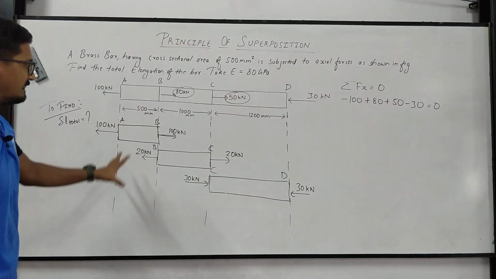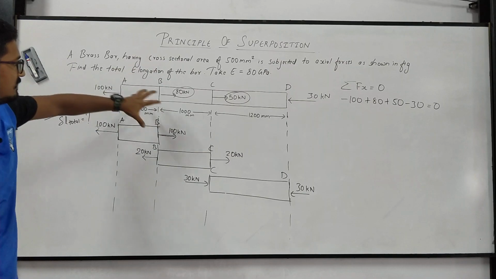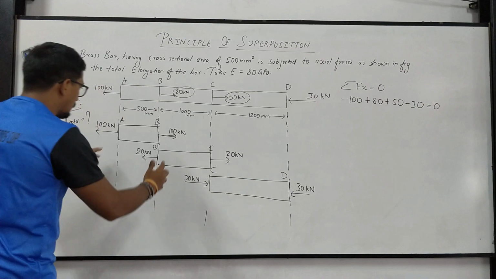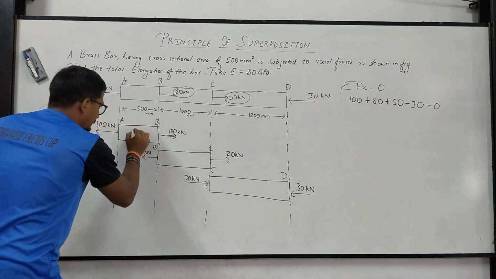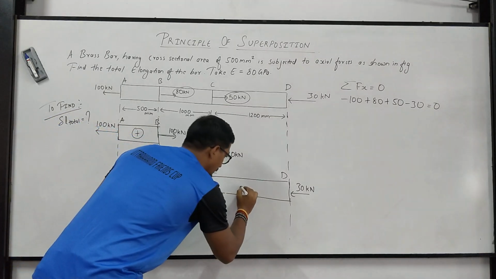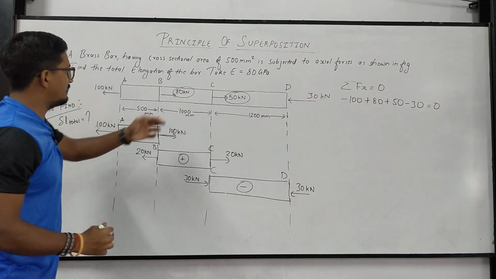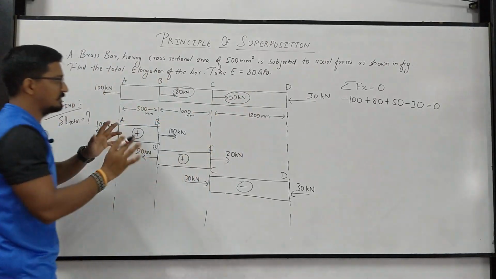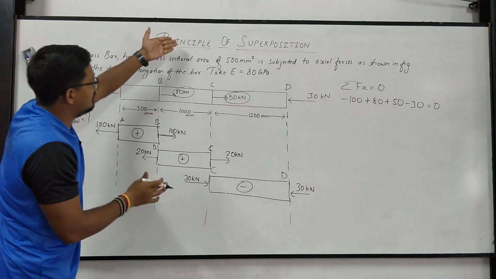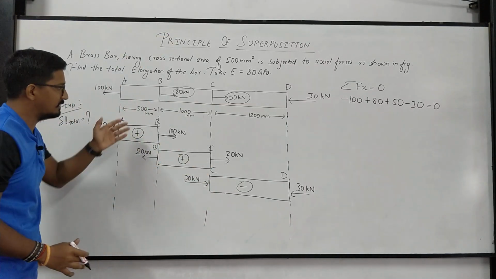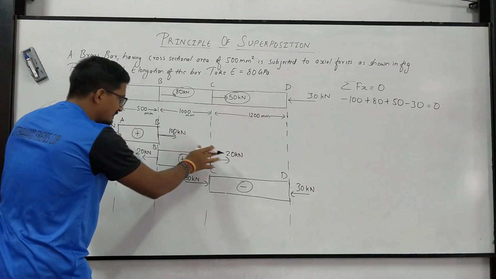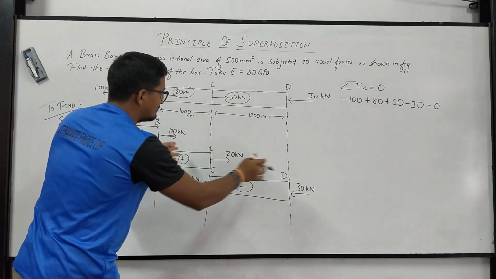So in this way we can see that this bar, earlier in the question it was something like this, and now it is like this. This is tensile, so it is positive. This is compressive, so it is negative. Earlier when the question was given, it was not clear. Now when I applied the principle of superposition, it is clear what is happening with the bar. Section AB is under tension, section BC is under tension, but section CD is under compression.